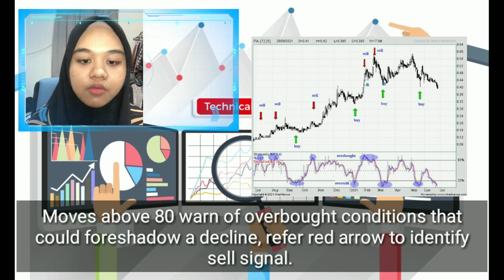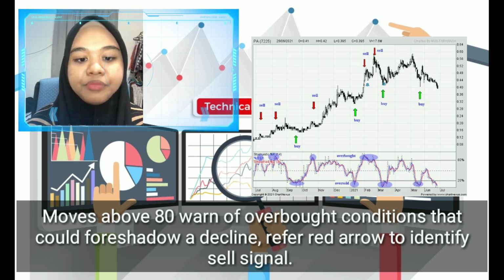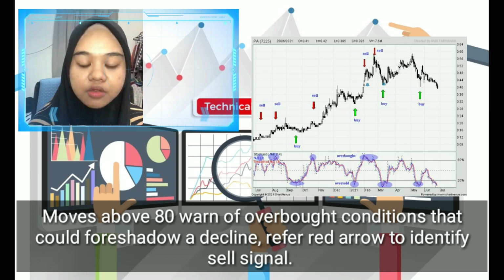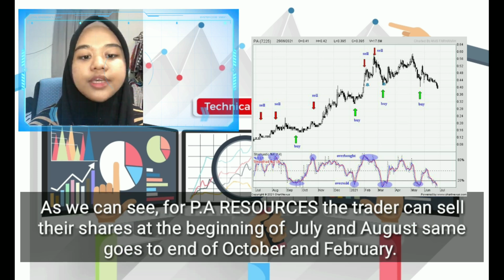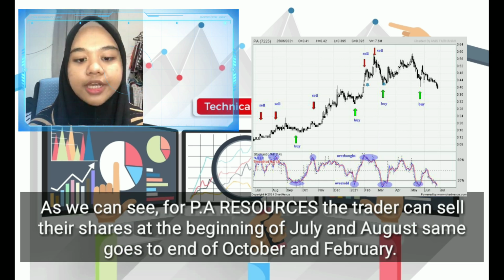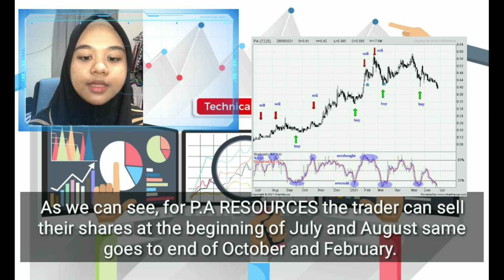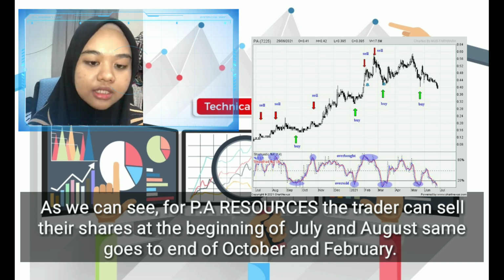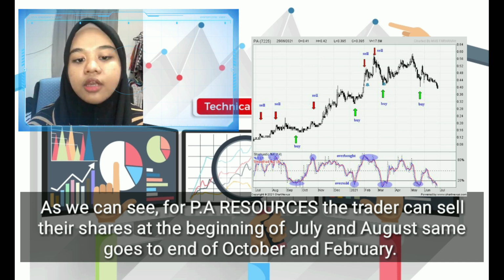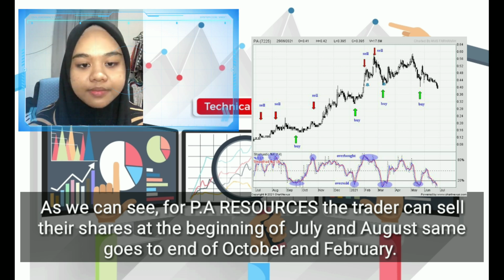A move above 80 is an overbought condition that could foreshadow a decline. Refer to the red arrow to identify the sell signal. As we can see, for PA Resources, the trader can sell their shares at the beginning of July and August. The same goes for the end of October and February.